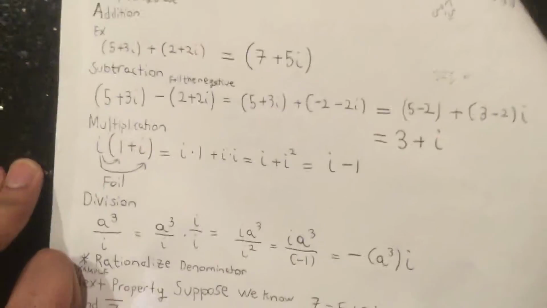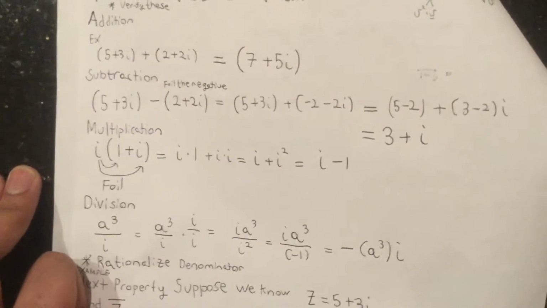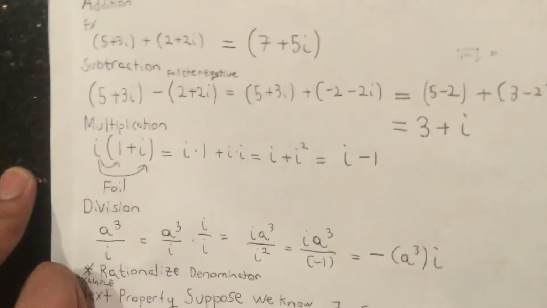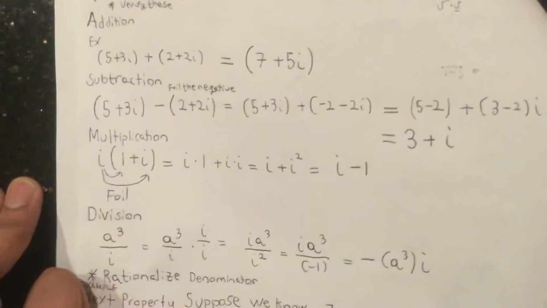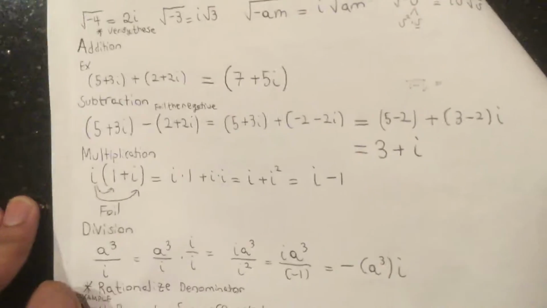Multiplication. Here I just have i, parentheses, 1 plus i. Just distribute them in. i times 1 plus i times i, then I end up with i plus i squared. It's equal to i minus 1.